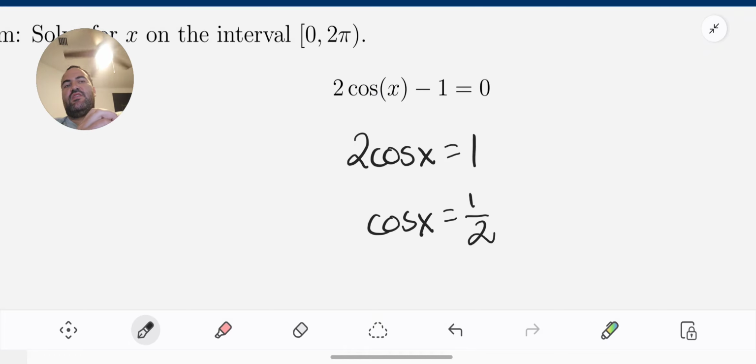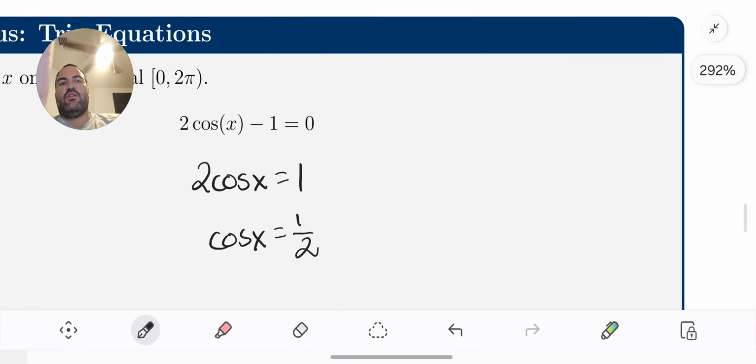Now for my pre-calc students, this is the unit circle. If you haven't learned the unit circle, you will. And I can't pull one up right now. Maybe I should have been prepared, but I can't. You can Google it if you want. But on the unit circle, you're looking for where the cosine, the x values, is 1/2.